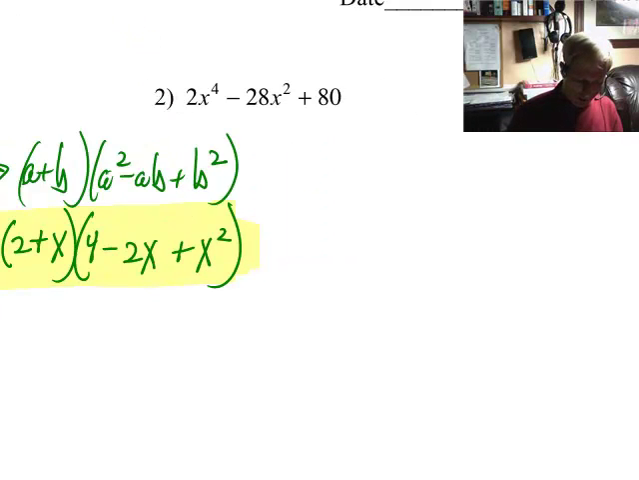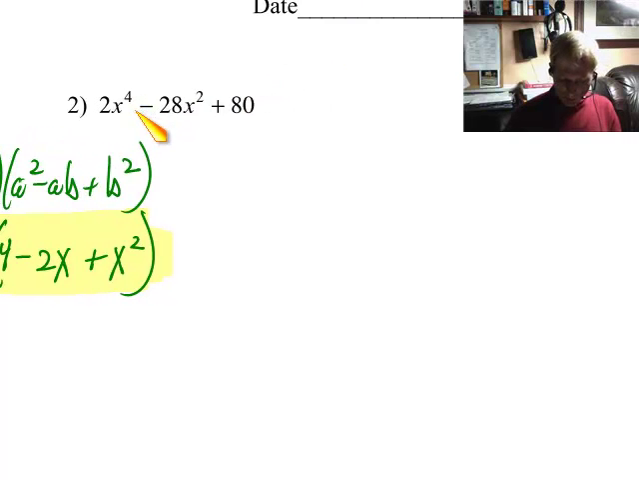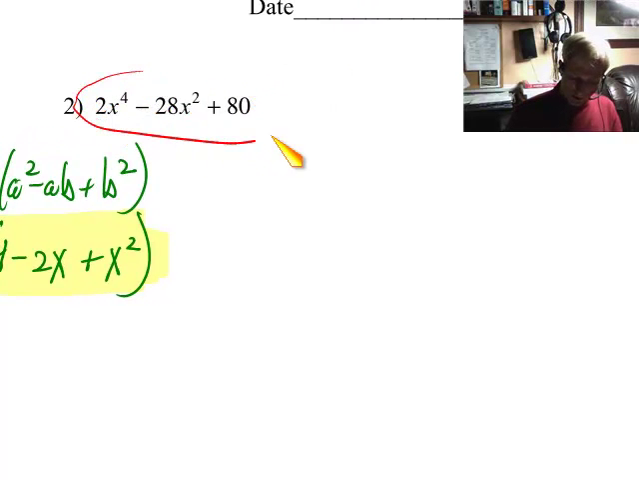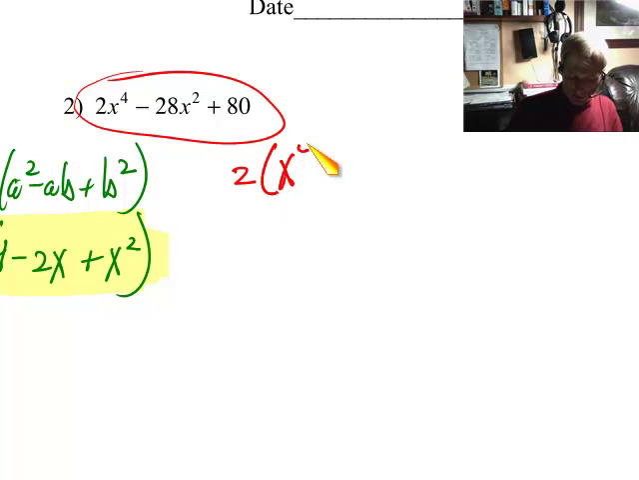Alright, moving on. In the next problem, before I do anything else, I can also see that there's a GCF I can factor out. And it's going to be 2. So I'm going to factor out the 2, and that's going to give me something that looks like this.